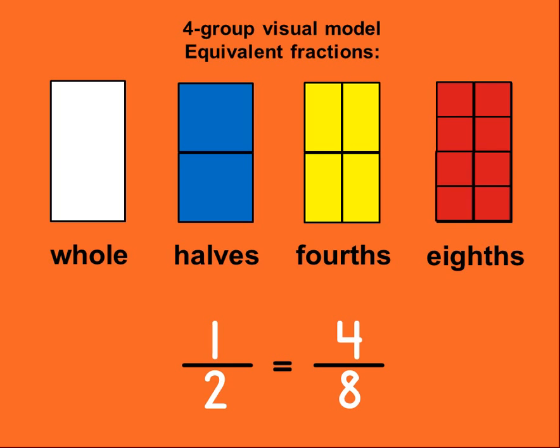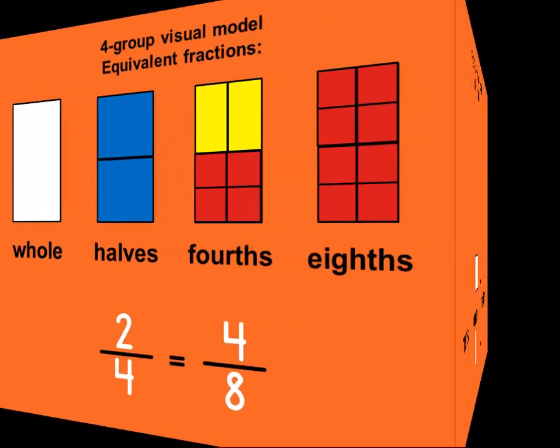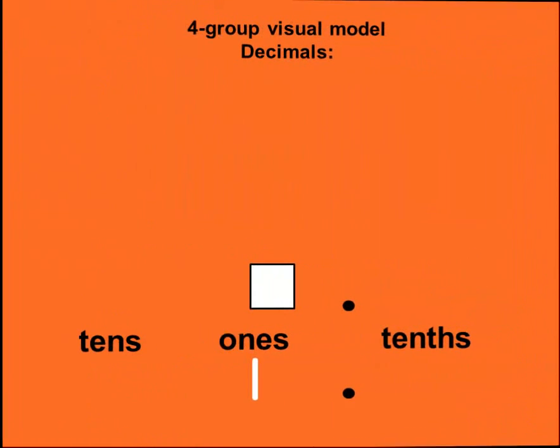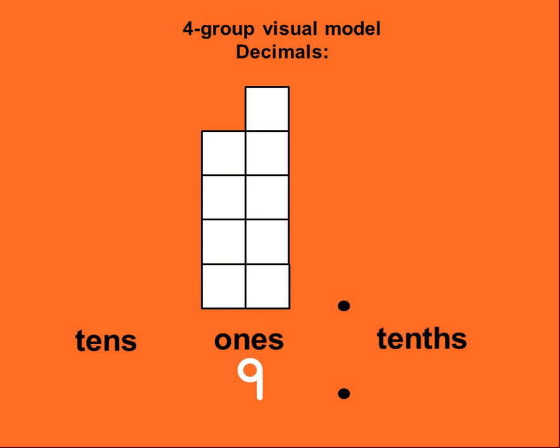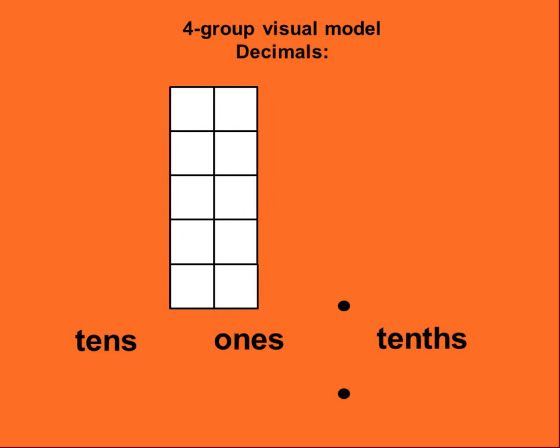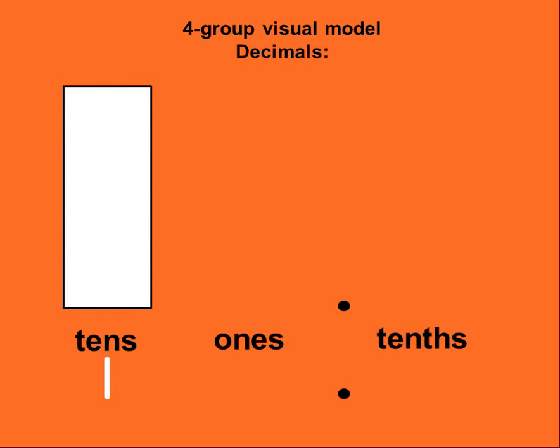1/2 is the same as 4/8. 2/4 is also the same as 4/8. And now let's look at decimals in the 4-group model. We have 1 in the 1 pattern. And as we get more, we build the pattern to 9. And 1 more, we move the group to the left to make 1/10.